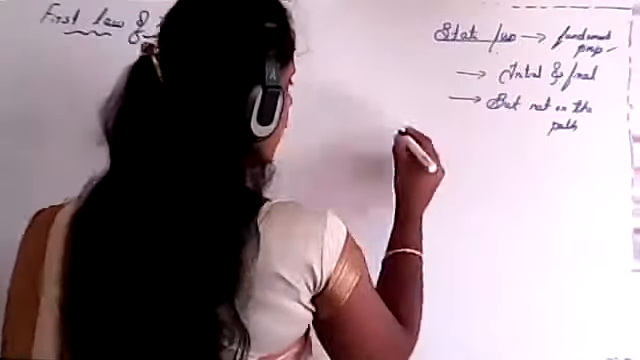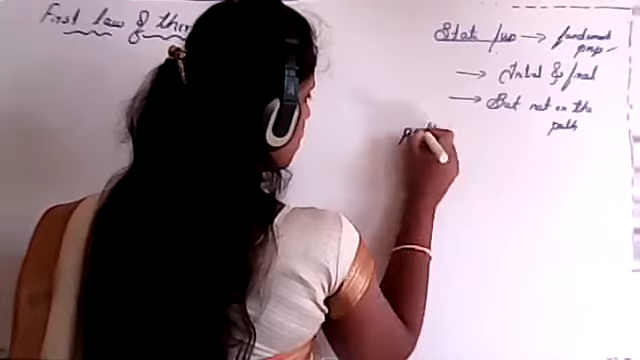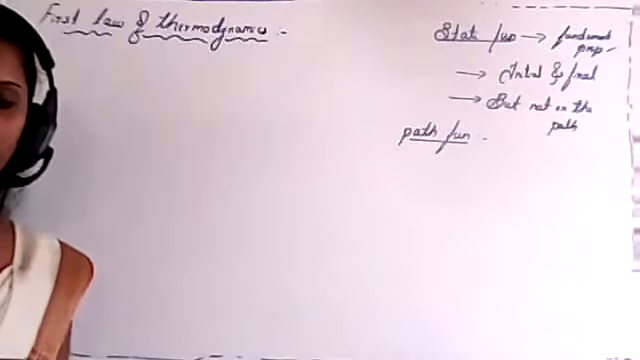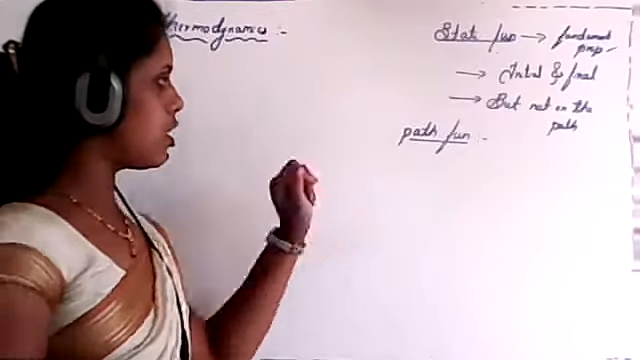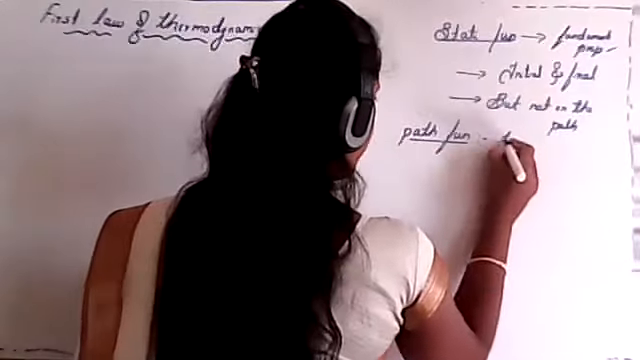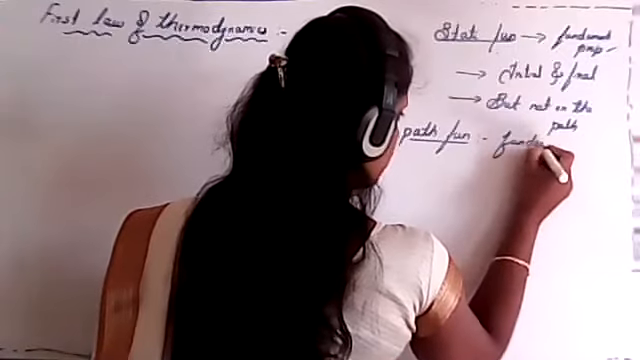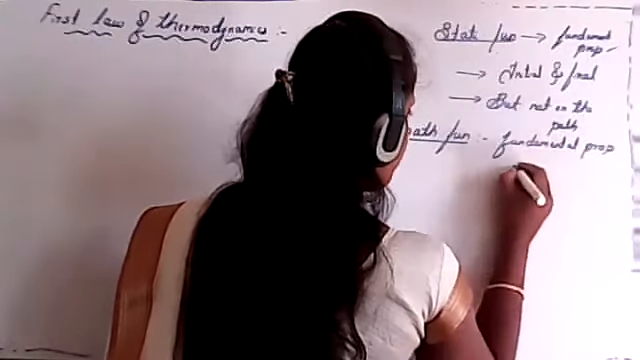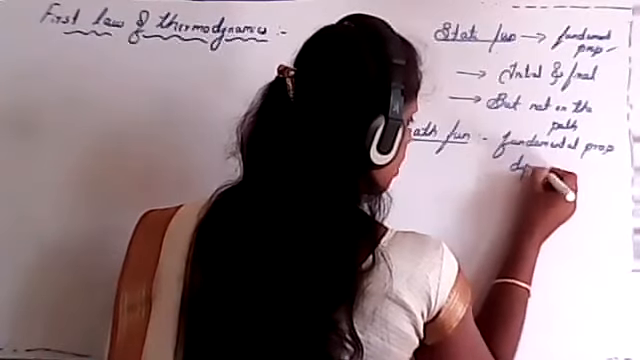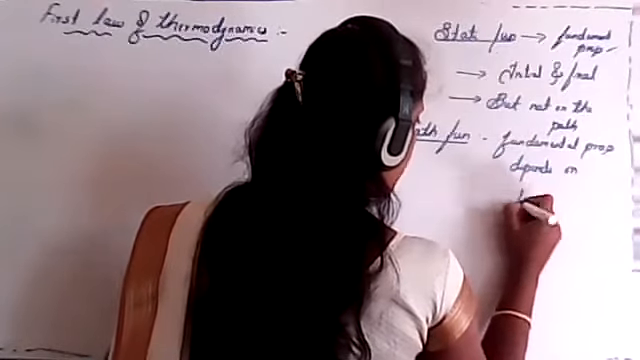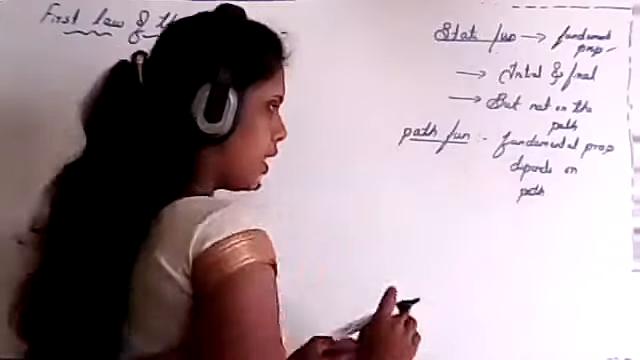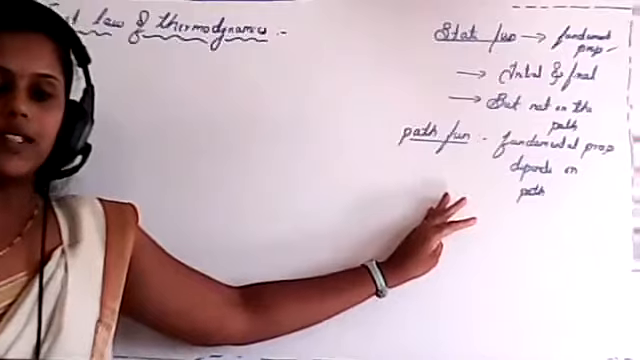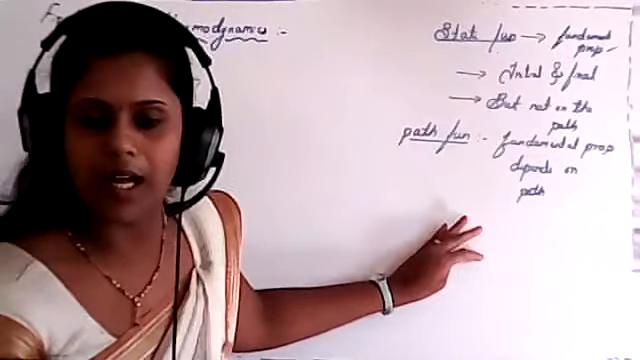So next one is about path function. What is this? A path function is a fundamental property which depends on the path through which the system is carried out. The path on which the system is carried out. Is it clear?